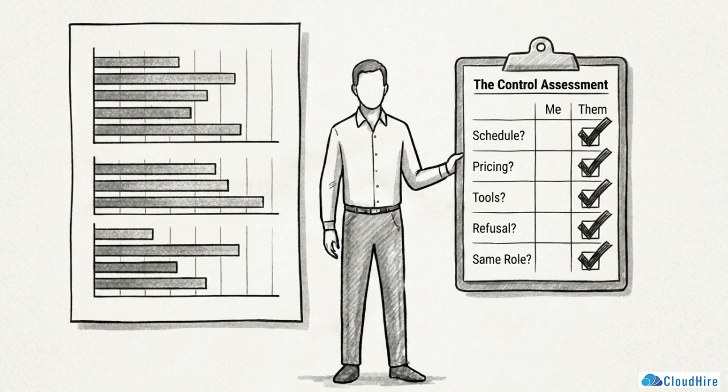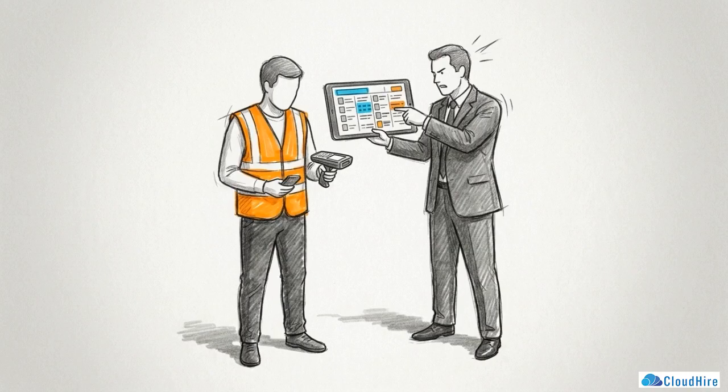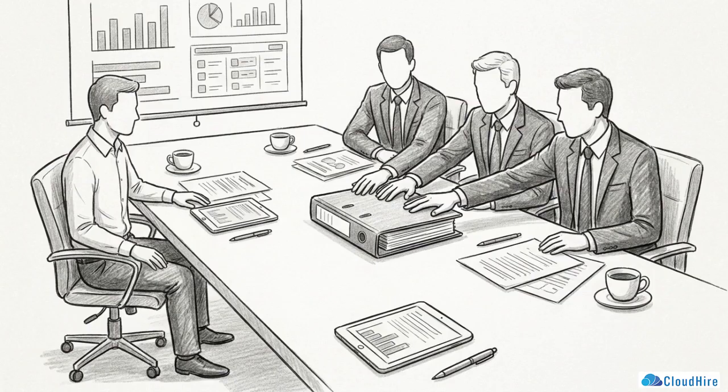Answer whether power lies with me or them. Who sets your schedule? Who dictates pricing? Who owns the tools? Can you refuse tasks without consequence? Do you perform the exact same role as salaried W-2 employees? If the majority of your answers point to them, the employer exercises enough day-to-day control that your classification deserves intense scrutiny. When the company dictates the conditions, the law leans toward employment, regardless of the contract.